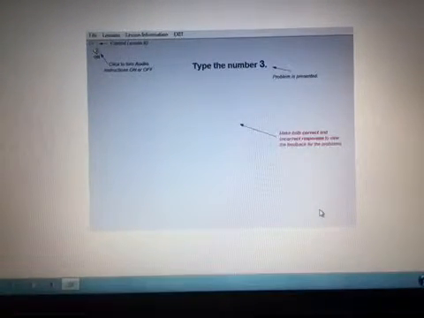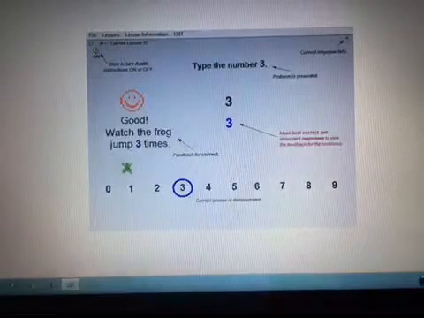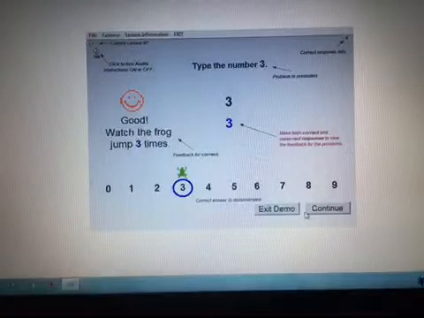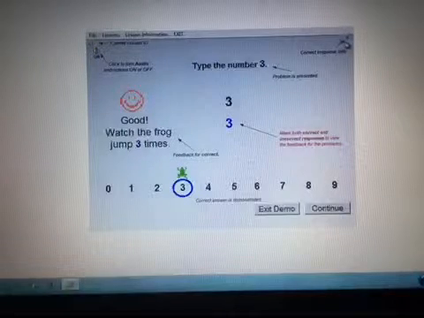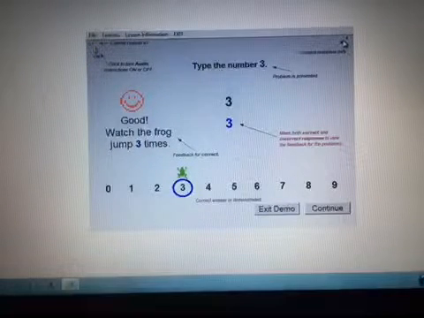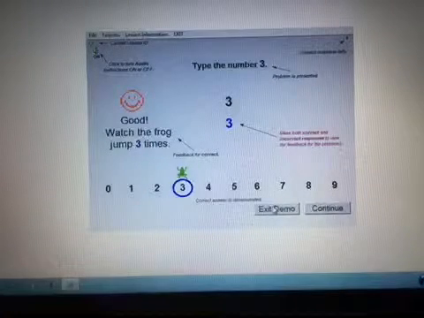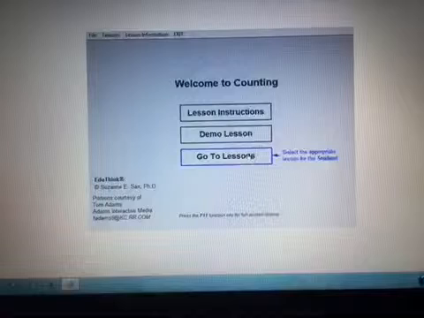Type the number 3. Good. Watch the frog jump 3 times. And notice that our tally represents how many they've gotten in a row correctly. So let's exit the row. Welcome to counting. And let's go to the lessons that the students will see.